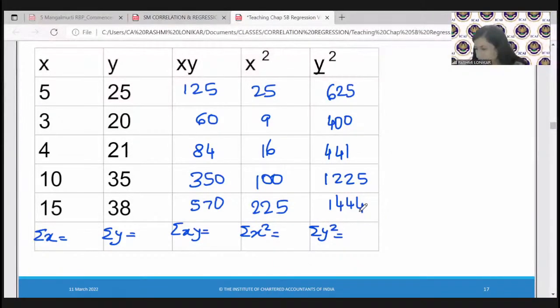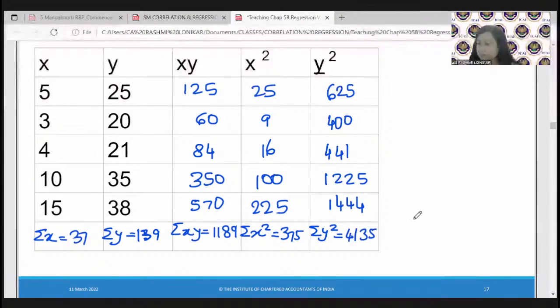Okay. So, very good. This is 37. This is 139. This summation XY is 1189. This is 375. And this is 4135. Okay.